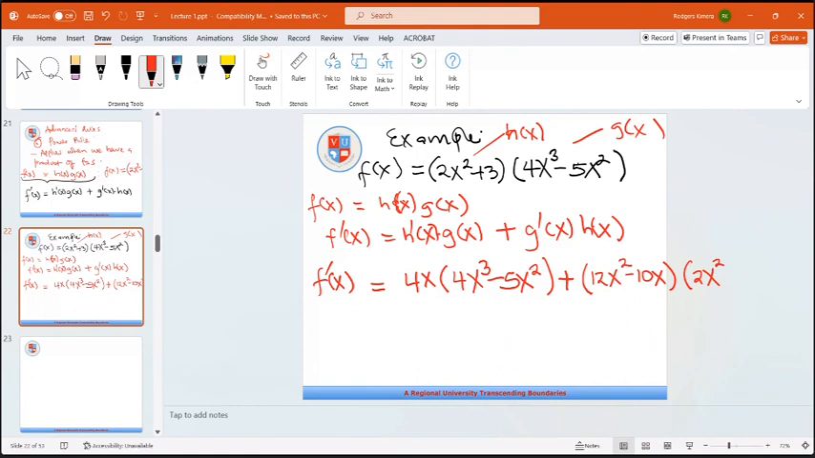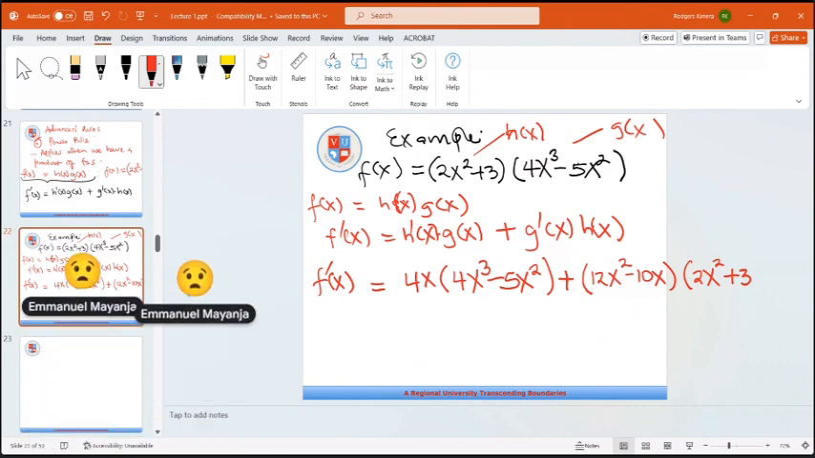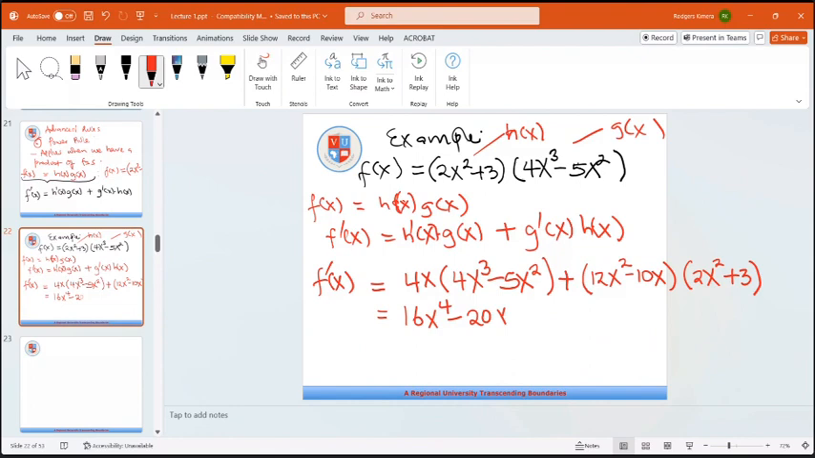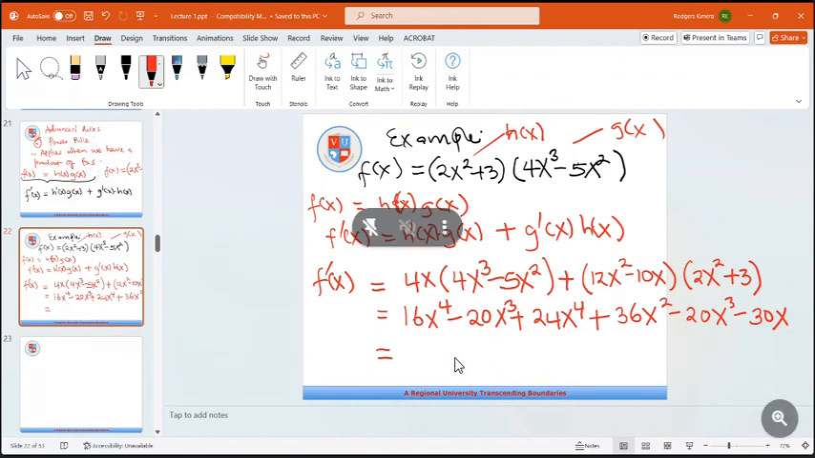x squared plus 3. This is 20x to the power 4, plus 36x squared, minus 20x cubed, minus 30x. Collecting like terms is going to give us 40x to the power 4... Sir, you're too fast.